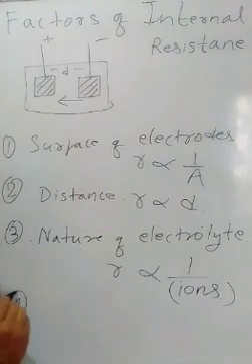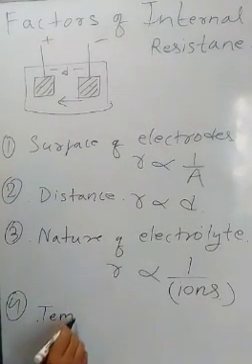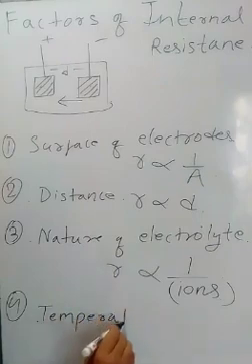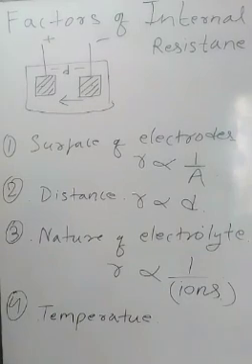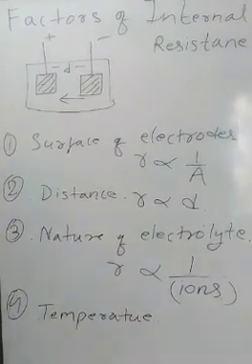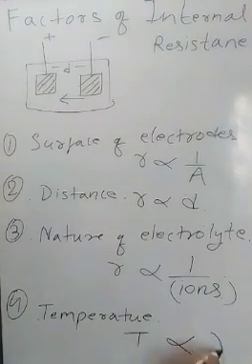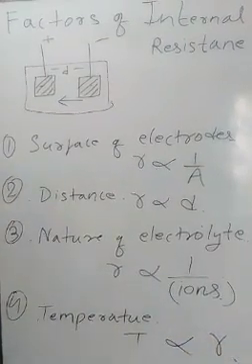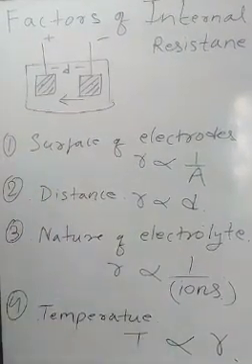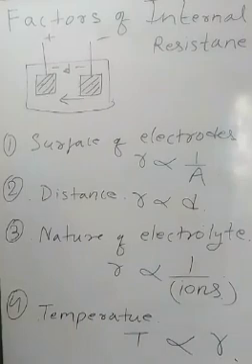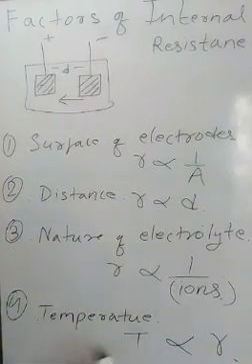Number four is temperature, the temperature inside the battery or inside the electronic cell. If we increase the temperature T, the resistance also increases, because increasing the temperature causes more vibration. This vibration will disturb the flow of current. That's why the internal resistance increases when you increase the temperature.